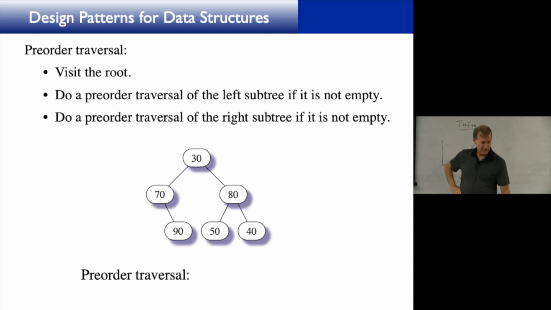This is the definition of pre-order traversal. You visit the root, then you do a pre-order traversal of the left subtree if it is not empty, and then you do a pre-order traversal of the right subtree if it is not empty. So now, can we figure this out? What is the pre-order traversal of this tree? Anybody?